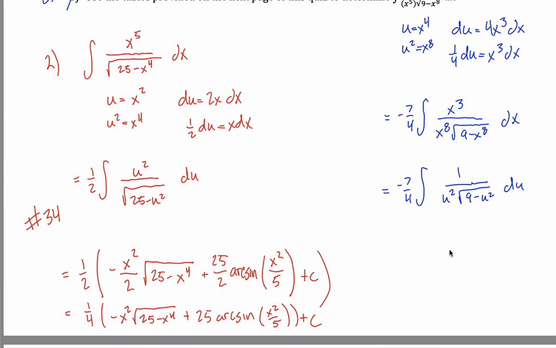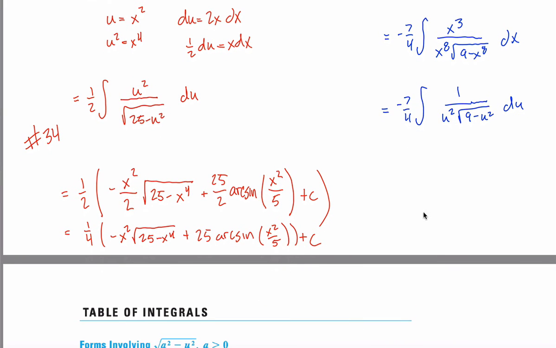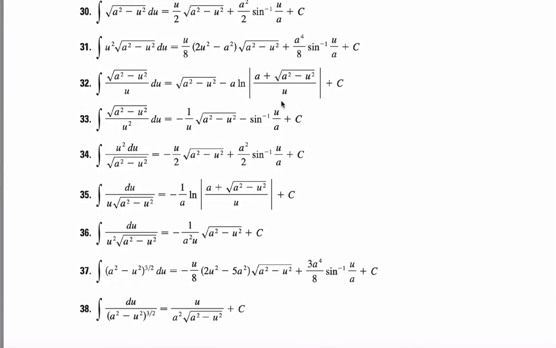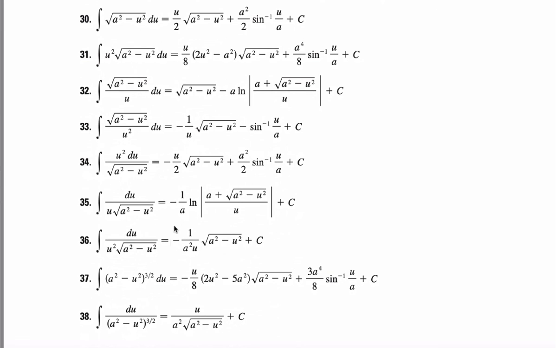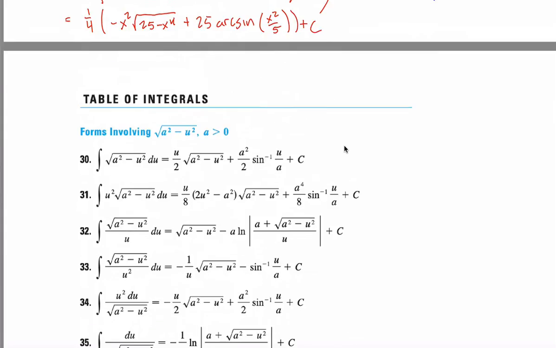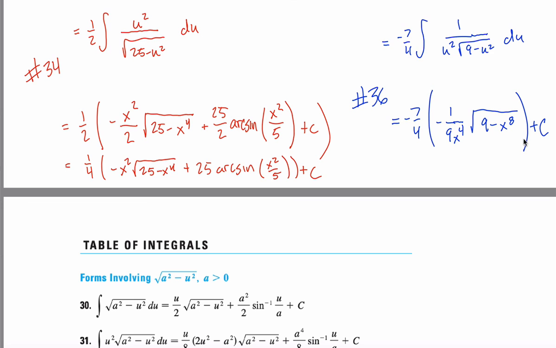And now we're just about done. We just have to find the table that matches this guy, 1 over u squared times the square root of, here it is, number 36. 1 over u squared times the square root of a squared minus u squared. Apparently, its antiderivative is equal to this mess. So I'll leave the -7/4 out in front and copy exactly what I see here, except in place of a, I'll write a 3, and in place of u, I'll write x to the 4th. And that gets me here.